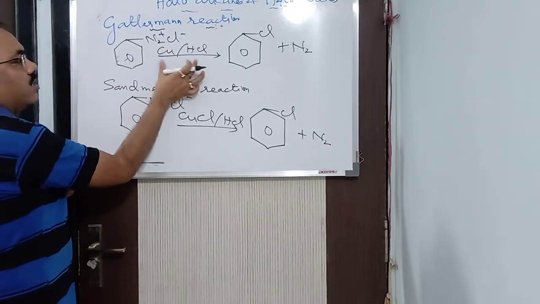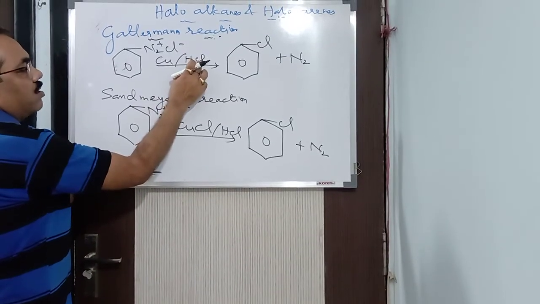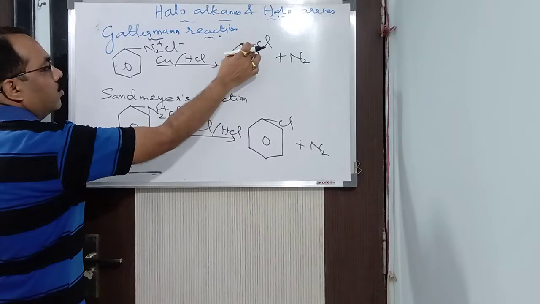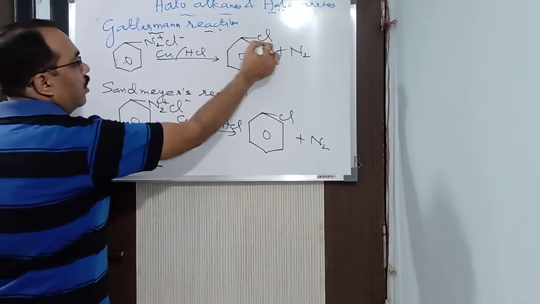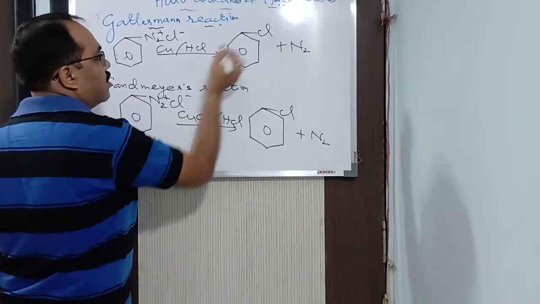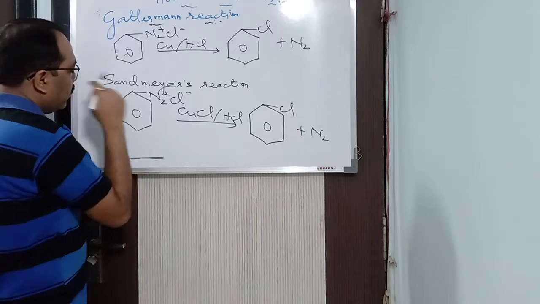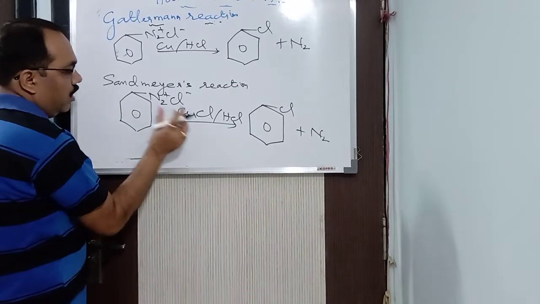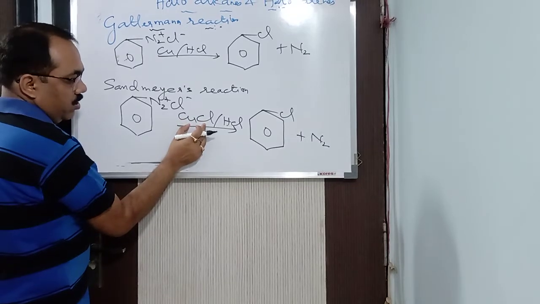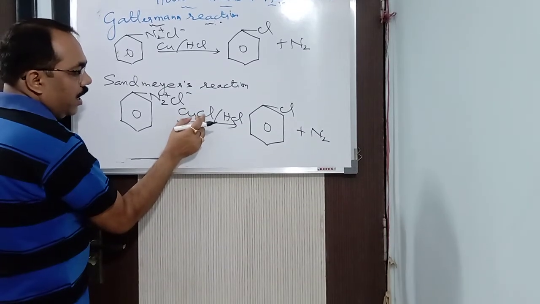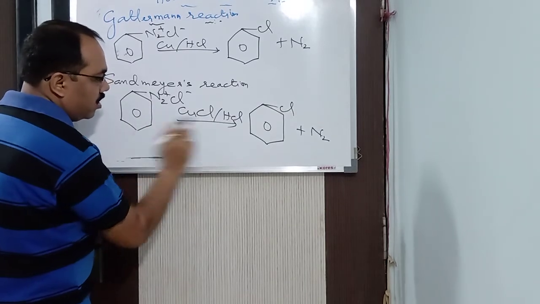So in Gattermann reaction, Cu and HCl is used, and this particular chlorine comes as the substituent, it gets attached to the nucleus of the benzene ring. We can say this chlorine comes from the halogen acid, remember it. And in case of Sandmeyer's reaction, the chlorine which is attached in the copper salt, that particular halogen gets attached to the benzene ring. Now this you have understood.